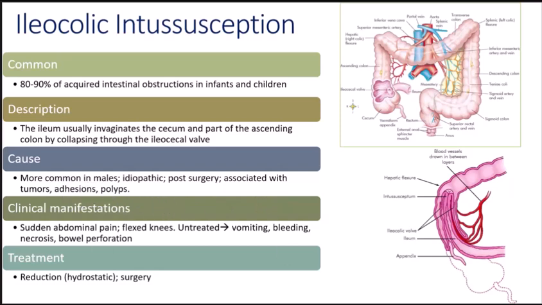Clinical manifestations include the sudden appearance of abdominal pain, so these kids will be in severe pain with flexed knees. If it goes untreated, you'll start to see vomiting, bleeding, necrosis, and bowel perforation happening fairly quickly. In terms of treatment, surgery can be done if needed, but oftentimes a reduction procedure with water can correct the problem. So water can be forcefully injected through here to push the invagination back out where it's supposed to be.